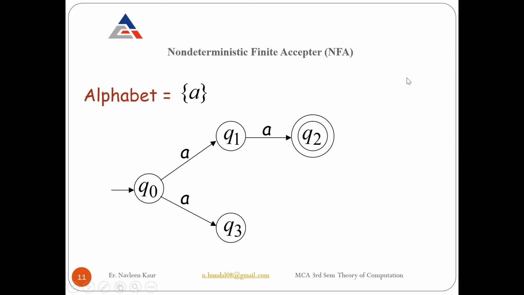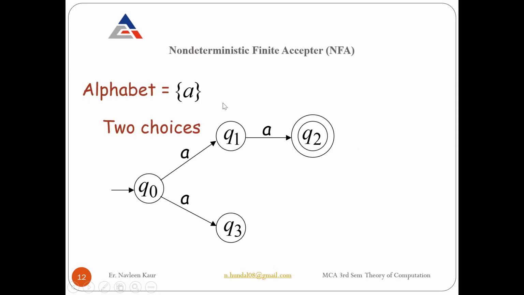So this is the transition diagram available for this finite automata, where capital Q is made up of how many states? Q0, Q1, Q2, Q3. What is your initial state? That is Q0. What is your final state? That is Q2. What is your input alphabet? That is a. Okay, now let's see.